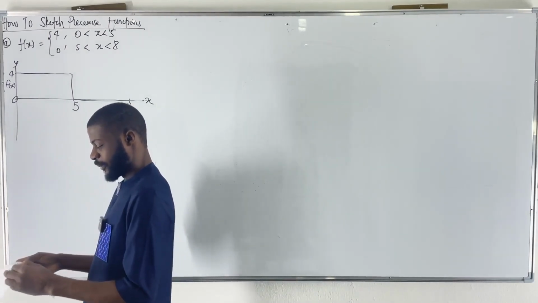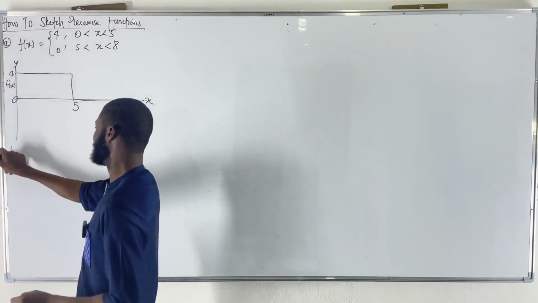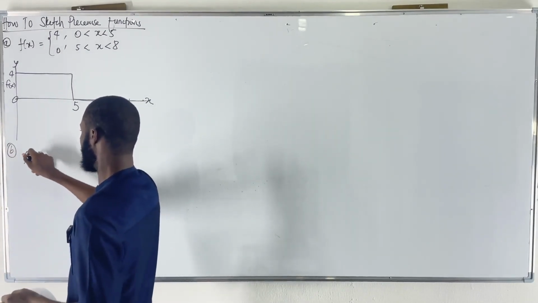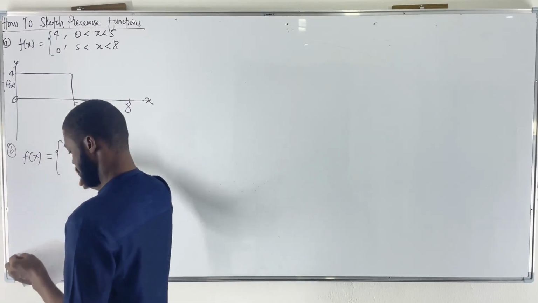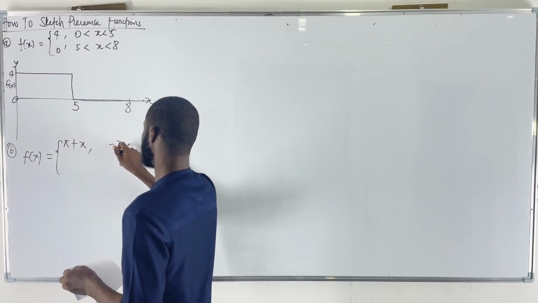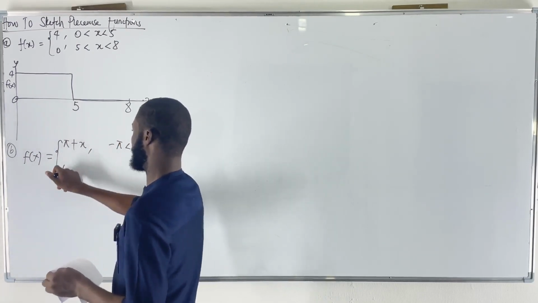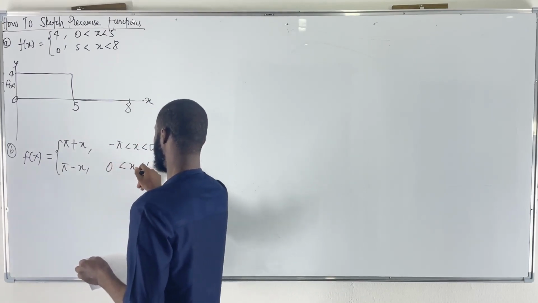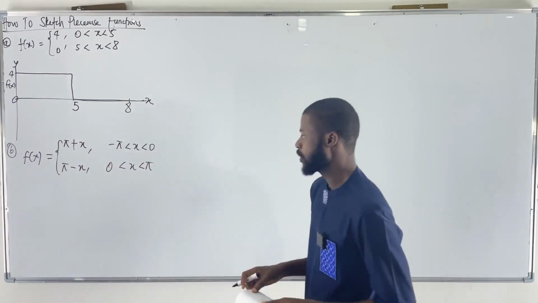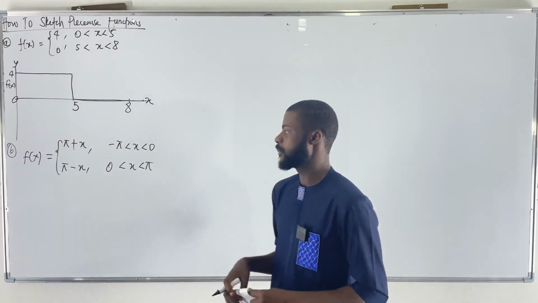The next one is where the problem starts coming in. B. f of x equals pi plus x from minus pi to 0, and pi minus x from 0 to pi. Okay, so let us plot this one.